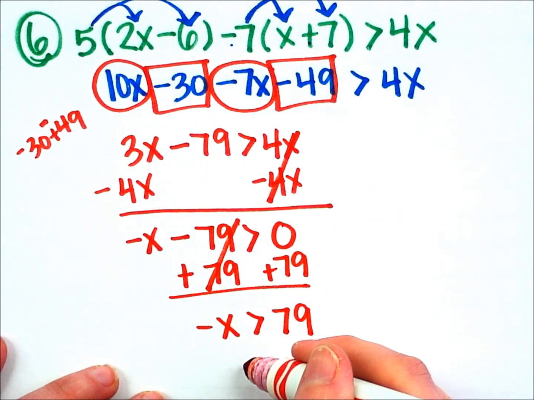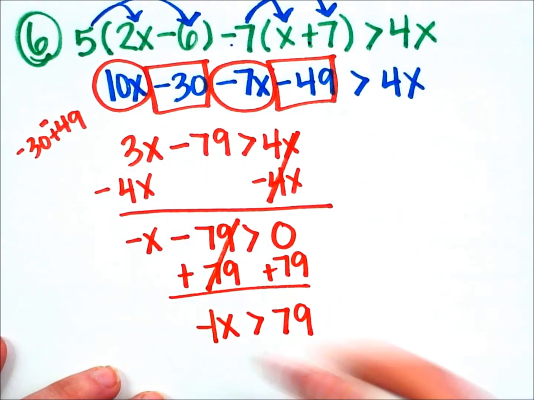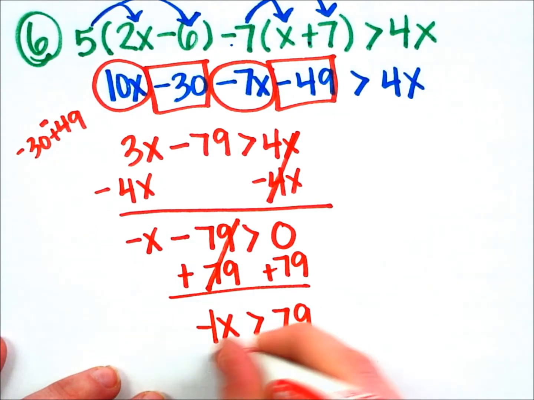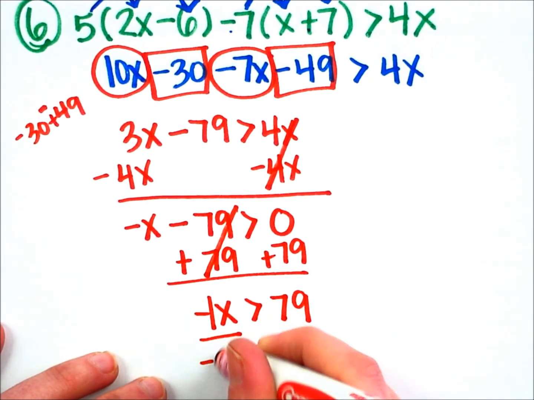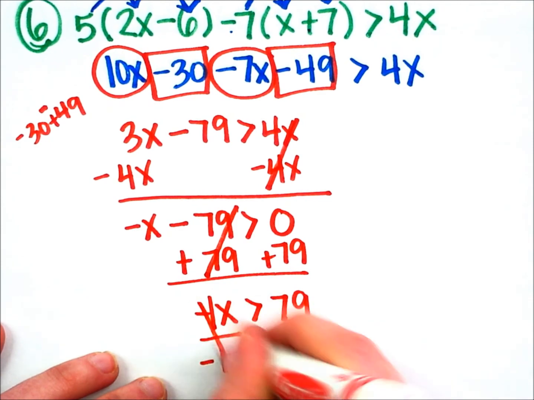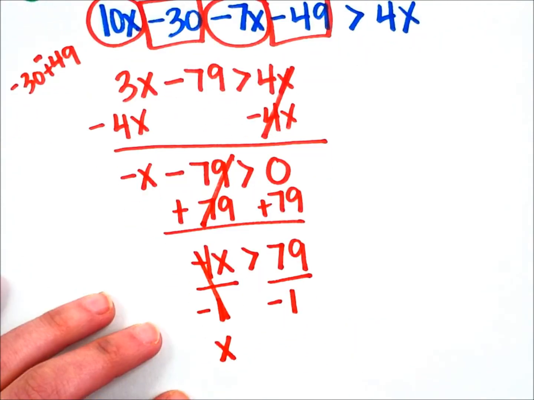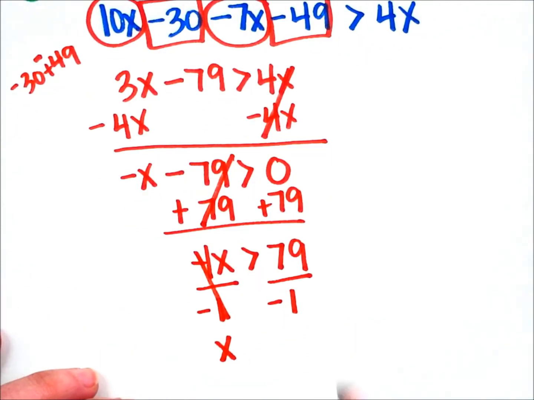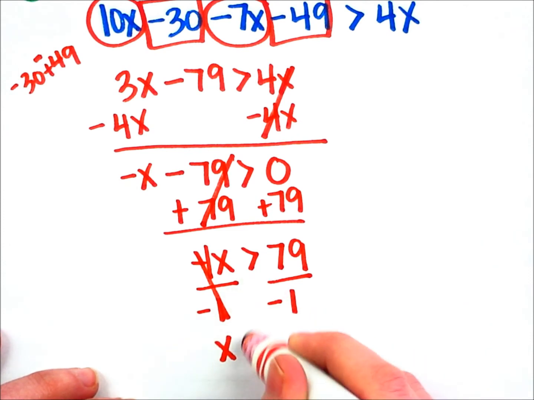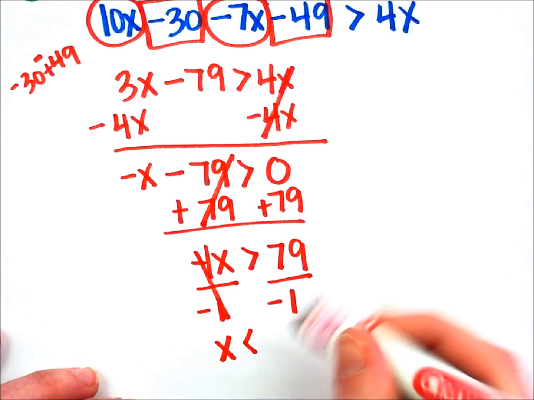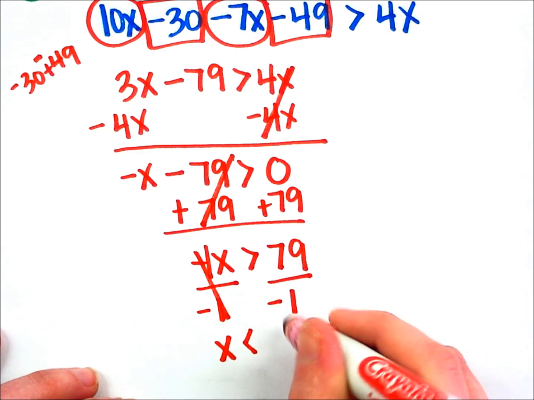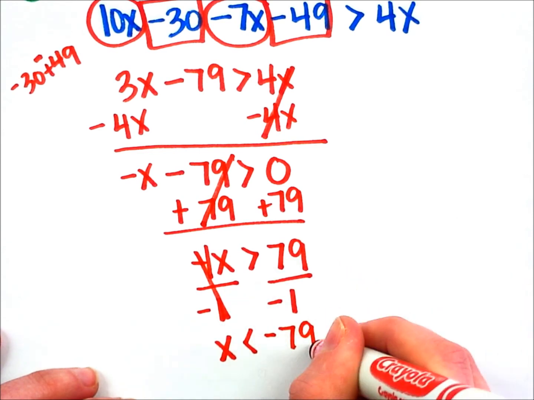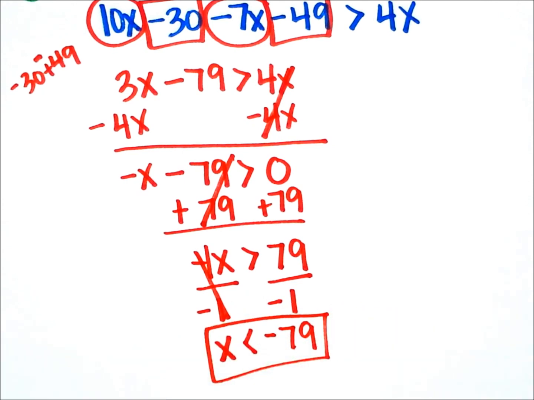The coefficient of x here is a negative 1. That's the same as negative 1x. So to get this to be just x, I need to divide by negative 1, which I have to do on both sides. If you multiply or divide both sides of an inequality by a negative number, the inequality symbol flips, so that becomes a less than sign. And 79 divided by negative 1 is negative 79. So x is less than negative 79.